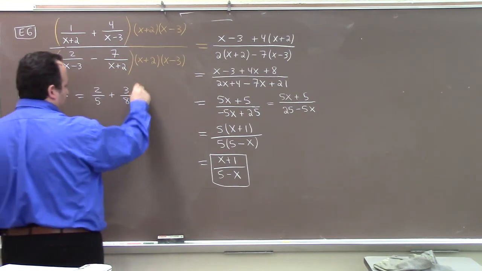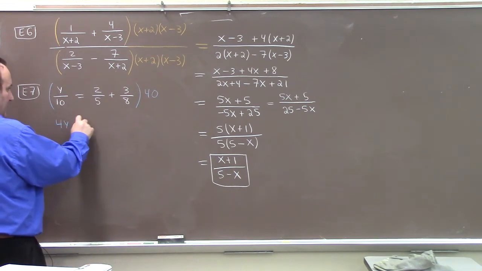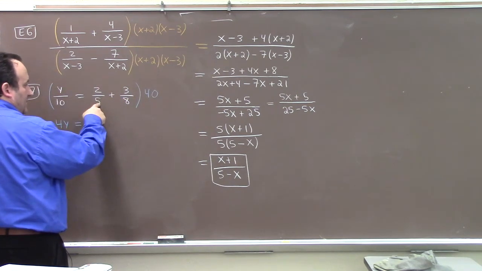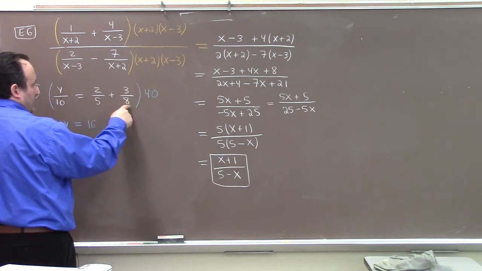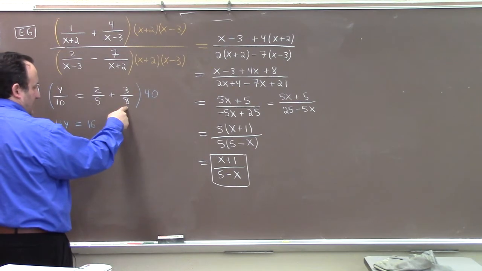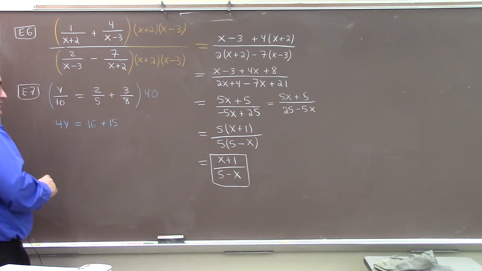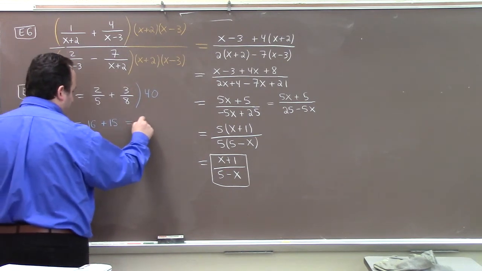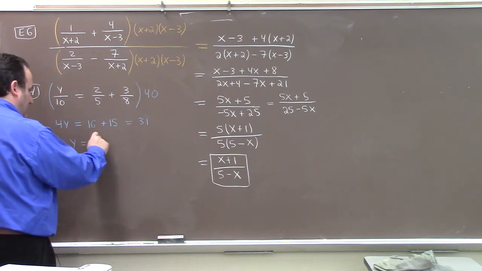So if I multiply this whole equation by 40, that gives me 4y equals, again, 40 over 5 is 8, so 8 times 2 is 16. And 40 over 8 is 5, so that gives me 5 times 3, which is 15. Right? So 2/5 of 40 is 16, 3/8 of 40 is 15. That's 31. So y equals 31 over 4.